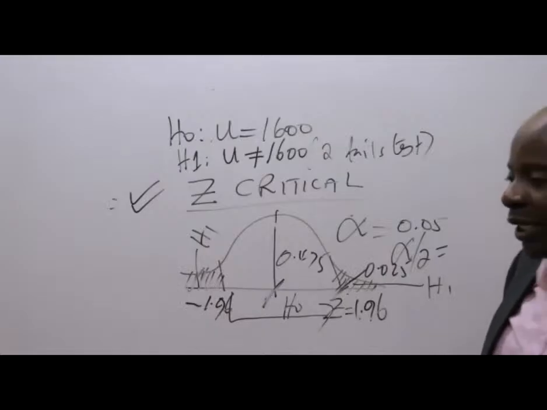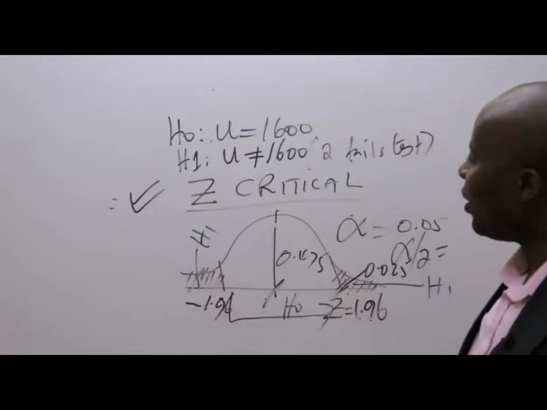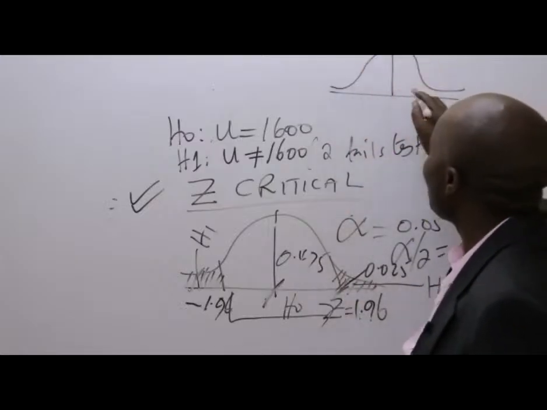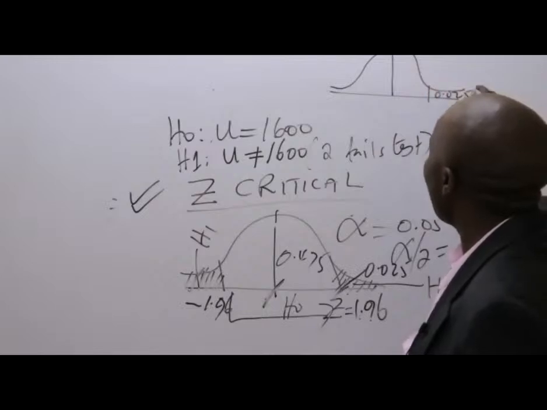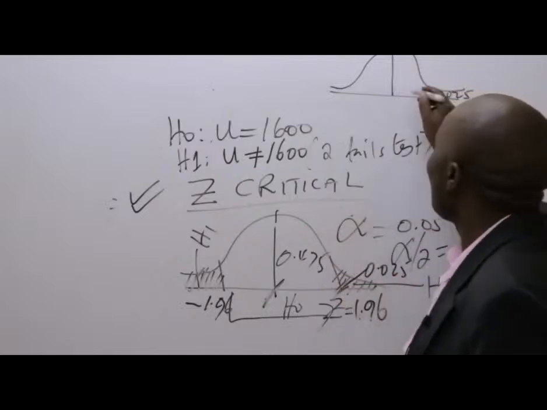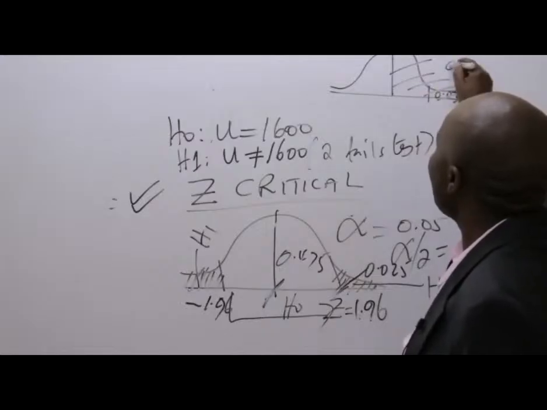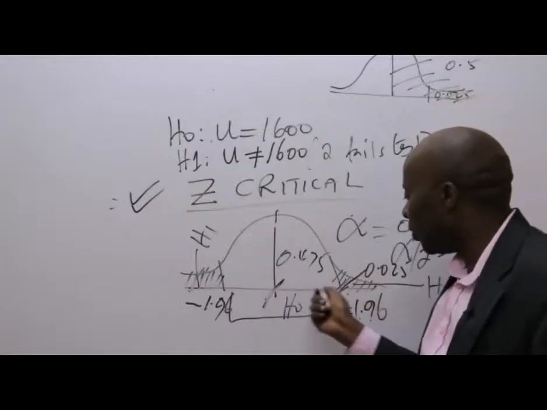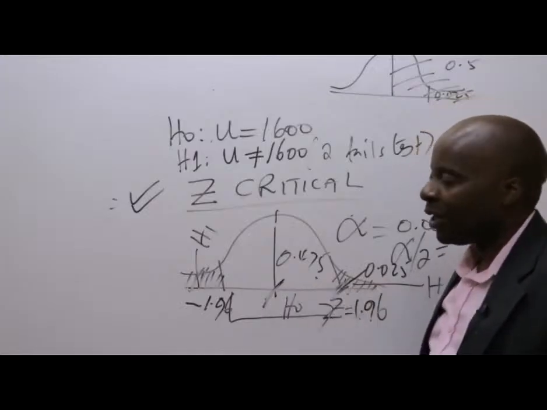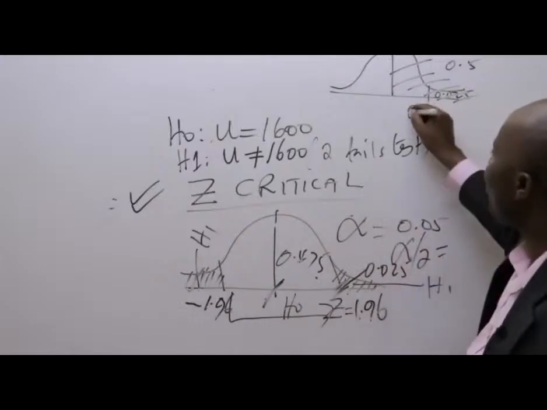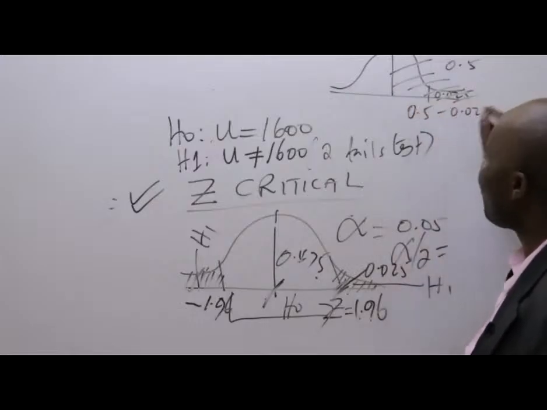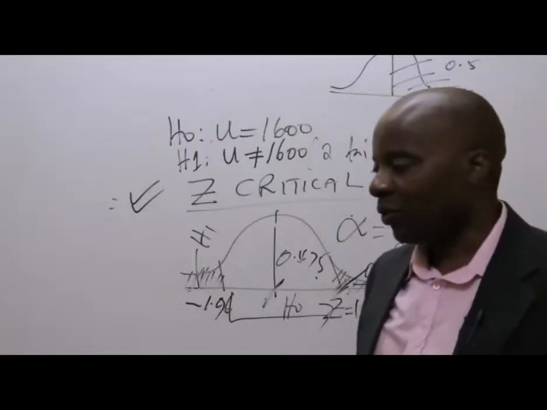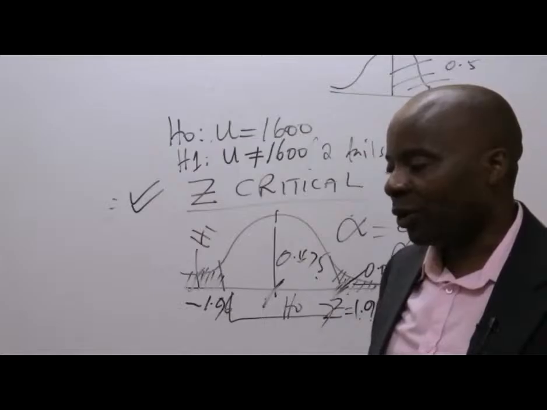Okay, so how do we get this 0.475? Very easy. I hope you saw where we got the 0.025. We know that this entire half area is 0.5, and therefore, to get this area alone, given that the two must add up to 0.5, you take the 0.5 and subtract 0.025 like that. If you do it that way, you'll be able to get that 0.475.